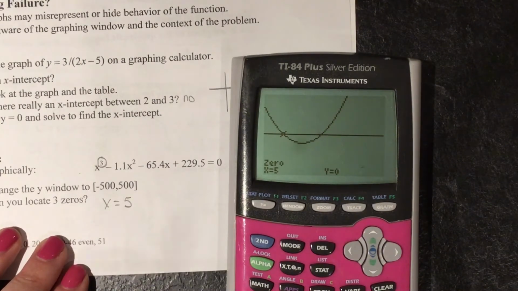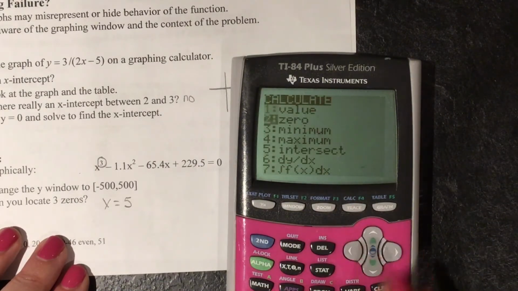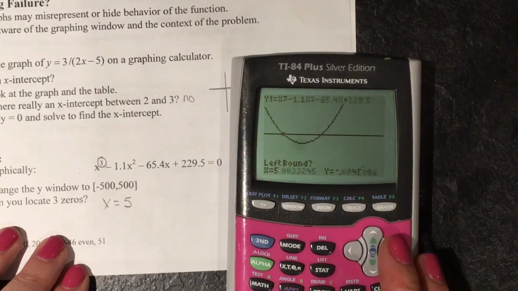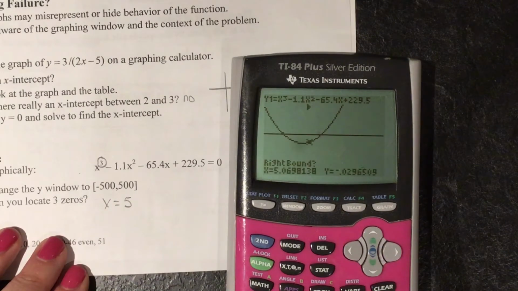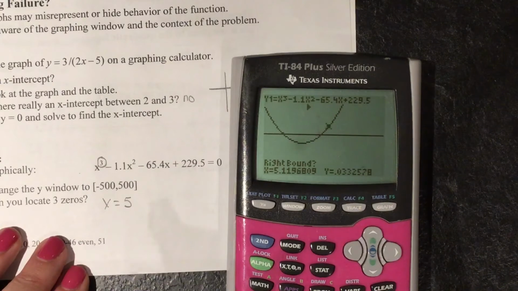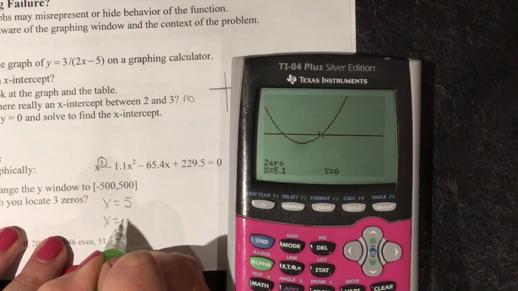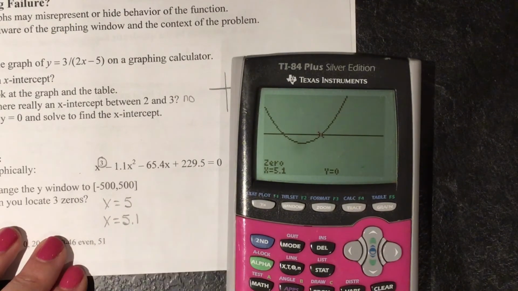All right, I want to find this zero over here, so second trace to get to my calculate. I want to get to the left of that zero, so in other words below, hit enter, and to the right it's going to be above. It's either below-above or above-below, depending upon where the zero is situated on the graph. I hit enter through guess, and I have a zero at x equals 5.1.